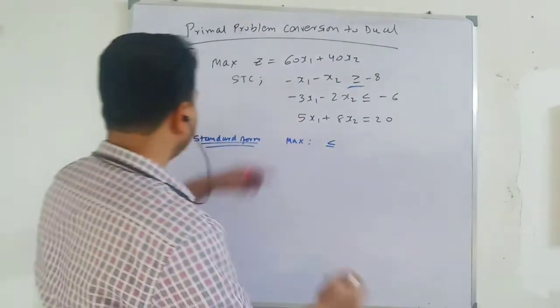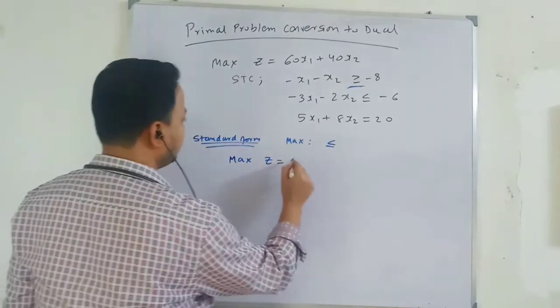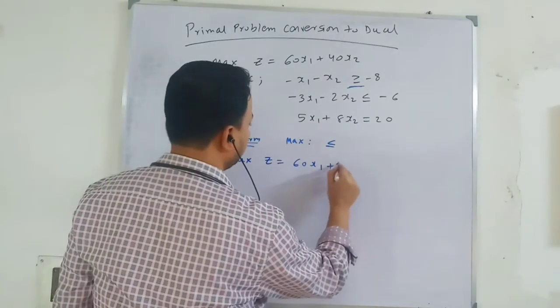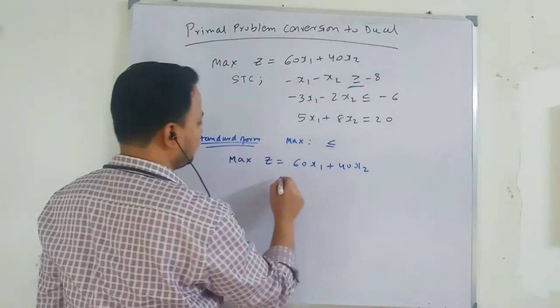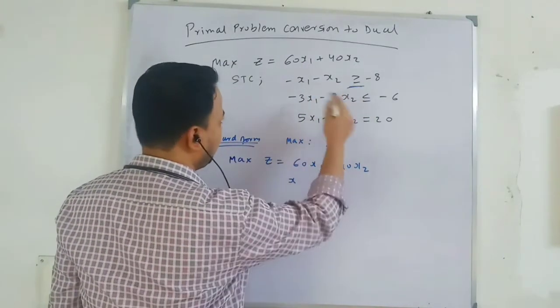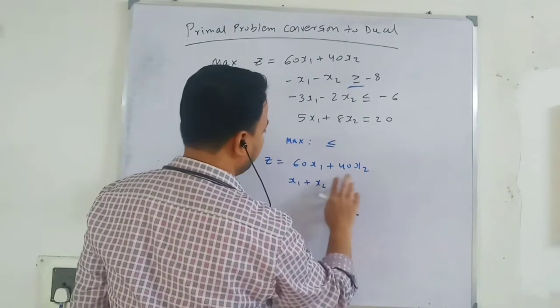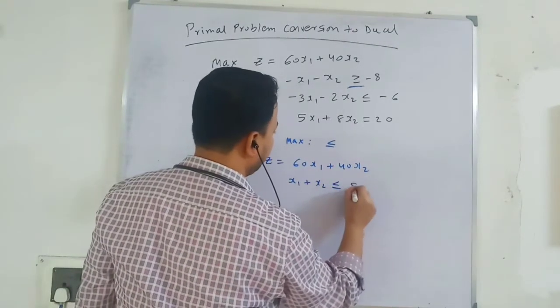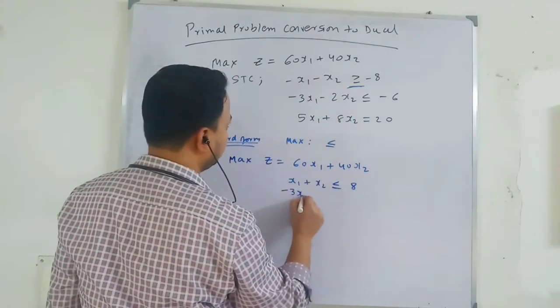So let me write on the thing again. We have to maximize objective function, which is 60x1 plus 40x2. Okay, this is greater than equal to sign, so I can write -1. I will multiply both sides. This will be x1 plus x2. This will be then less than equal to sign, less than equal to 8. This have less than equal to sign, so I will just write it.